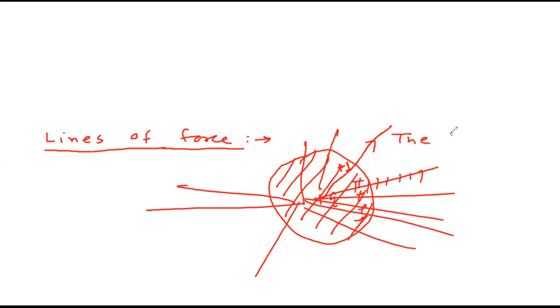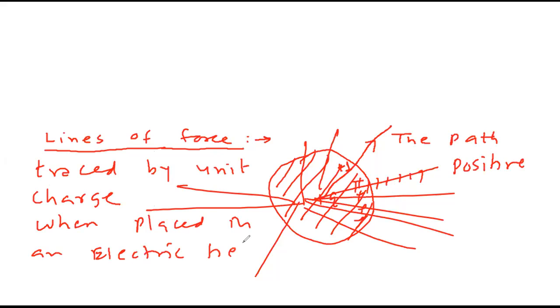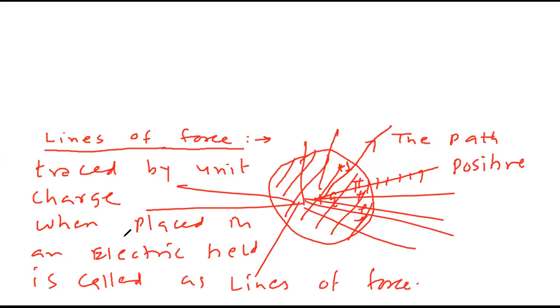So I can say the path traced by a unit positive charge when placed in an electric field is called lines of force. So the path traced by a unit positive charge when placed in an electric field is called lines of force. Please write down.